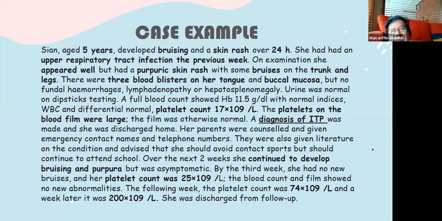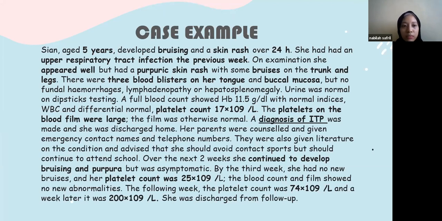Okay. Siyan, age 5 years old, developed bruising and scratches over 24 hours, meaning that she has an acute onset. She had an upper respiratory tract infection during the previous weeks. On examination, she appeared well, but had a recurrent skin rash with some bruises on the trunk and legs. There were 3 blood blisters on her tongue and buccal mucosa, but no fundal hemorrhages, lymphadenopathy or hepatosplenomegaly.